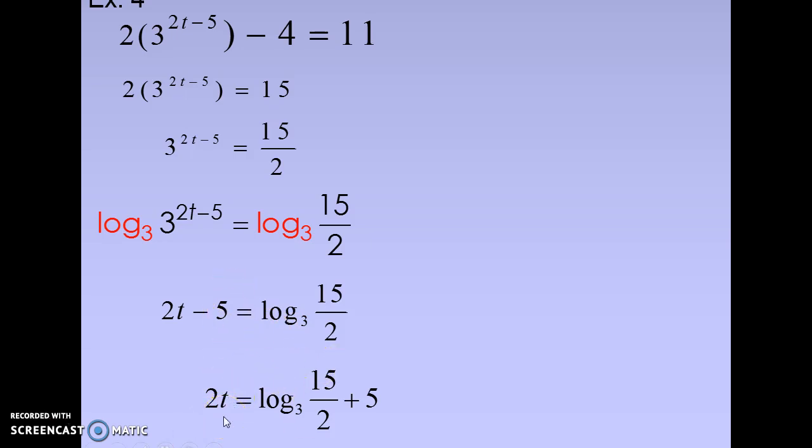Now we're still trying to get this t by itself because we're still solving for our unknown, so we just eventually divide both sides by 2, and this is what we're left with. It looks complex, but it's really not. Log base 3 of 15 over 2 plus 5, all divided by 2.